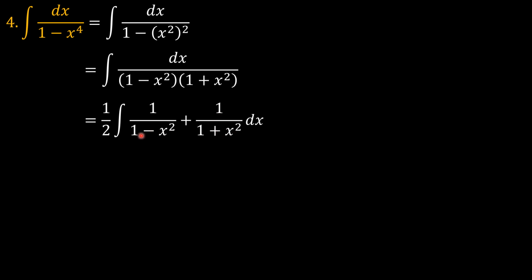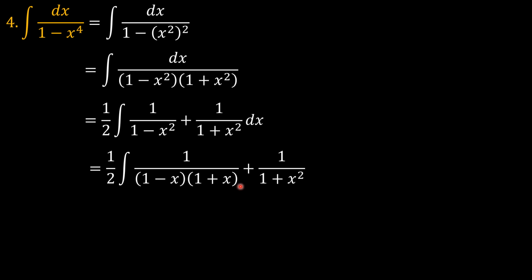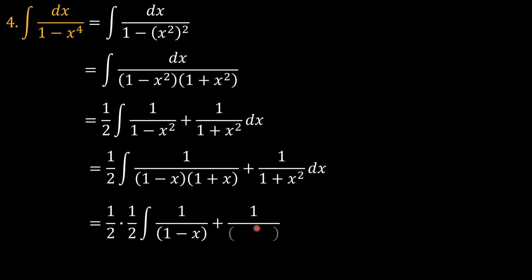Why? Because when you multiply the denominators and you add up 1 plus x squared plus 1 minus x squared, you have 2 in the numerator, and so to cancel that 2 out so that you have a 1 as shown here, we have a half here. And then 1 minus x squared can also be expressed as 1 minus x times 1 plus x. And then using the same trick we used above, we have half times a half, 1 over 1 minus x plus 1 over 1 plus x. And then we have half the integral of 1 over 1 plus x squared.